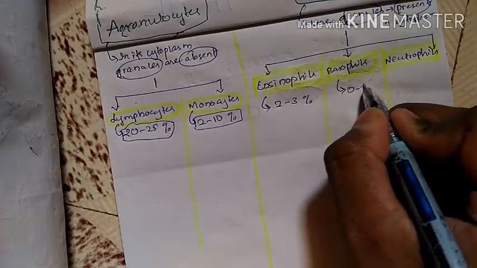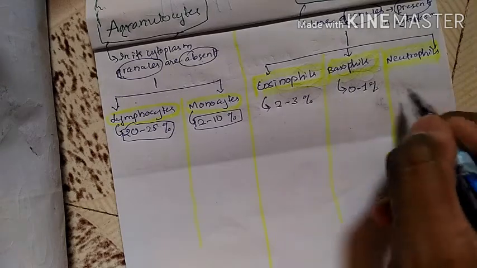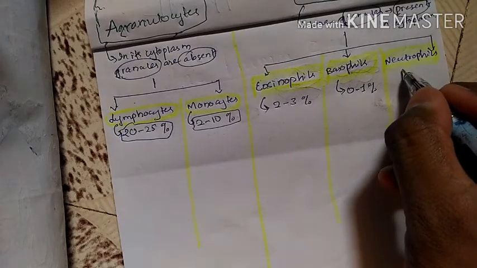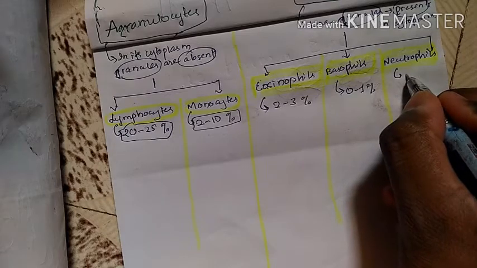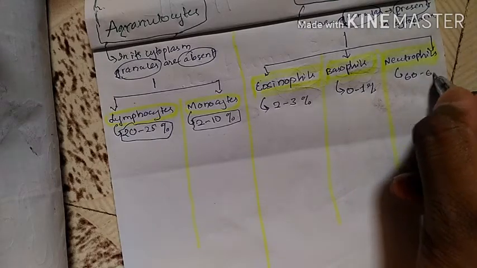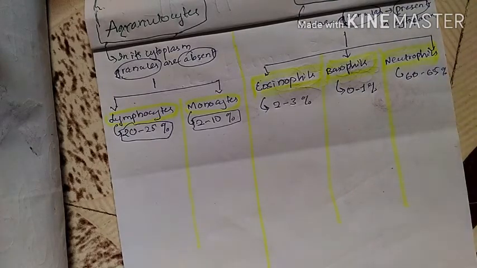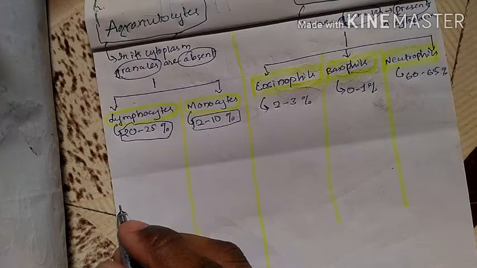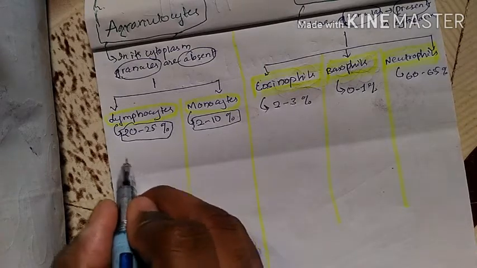A question may be asked which cell is how many percent, which one is maximum, which one is minimum. Neutrophil is 60 to 65%. So the maximum here is neutrophils, 60 to 65%, and the minimum is basophils, that is 0 or 1%.